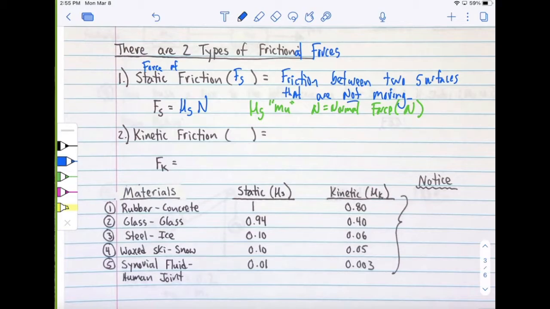All right, so that's one type of frictional situation where the objects are not moving. And then you guess the second type with the force of kinetic friction would be F sub k. And then that's friction between surfaces that are moving. So we'll say friction that occurs between moving surfaces.